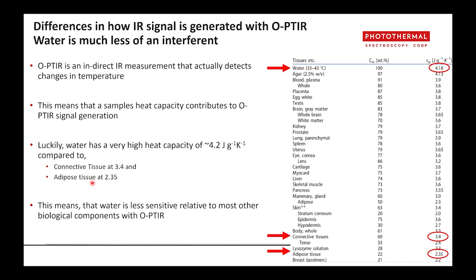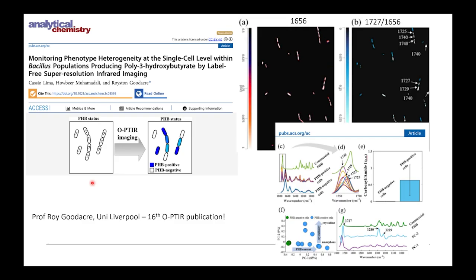Moving on to other examples, here's one from Roy Goodacre's group at University of Liverpool. They do a lot of work with bacteria, and I like this because it shows very clearly how the submicron resolution really helps pick out bacteria, single bacterial cells. Now, actually, I did my PhD looking at polyhydroxybutyrates with bacteria. Never in my wildest dreams could I have imagined getting individual bacterial images and spectra.